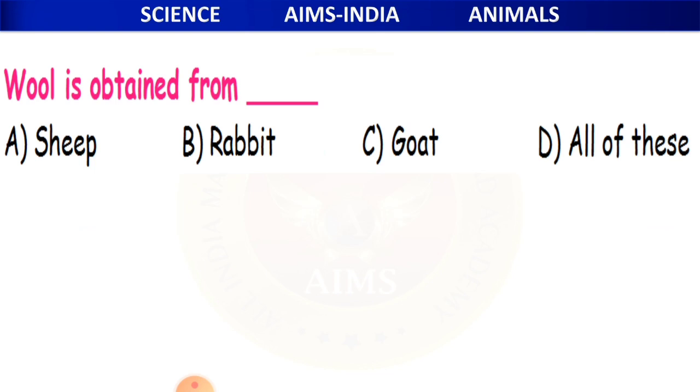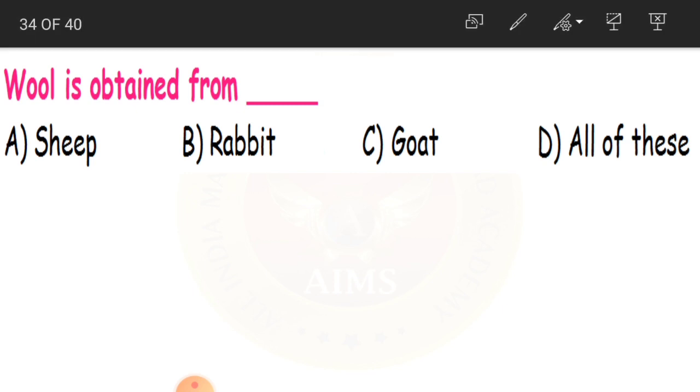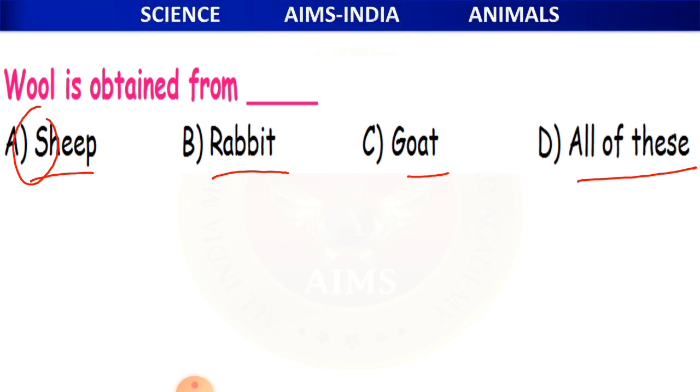Now the next question, children. Wool is obtained from. Very easy answer for you: either sheep, rabbit, goat or all of these. Yes, A is the correct answer, that is sheep. Wool is obtained from sheep.